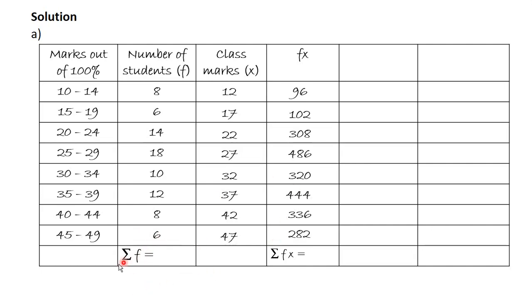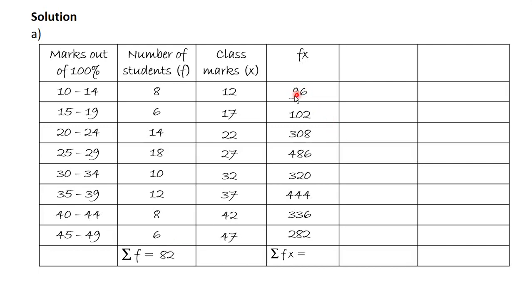Now we need to get the summation of f and then the summation of fx. For the summation of f, we have to add these. Using our calculator again, let's work this out together. 8 plus 6 plus 14 plus 18 plus 10 plus 12 plus 8, then plus 6, that is 82.